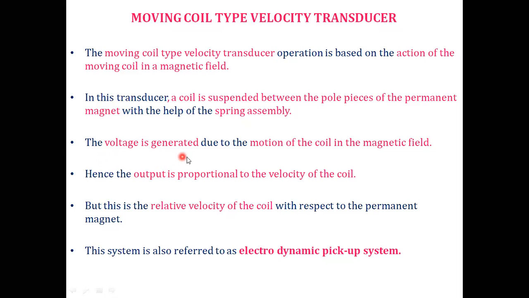Voltage is generated due to the motion of the coil in the magnetic field. Hence the output is proportional to the velocity of the coil. Whatever output I obtain mainly depends upon the velocity of the coil. But this is the relative velocity of the coil with respect to the permanent magnet. This system is also referred to as the electrodynamic pickup system.